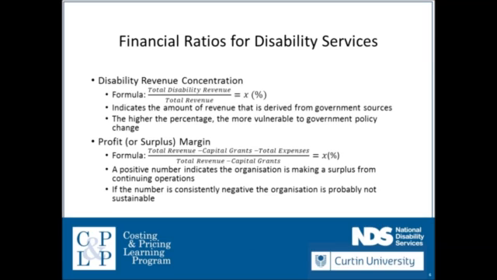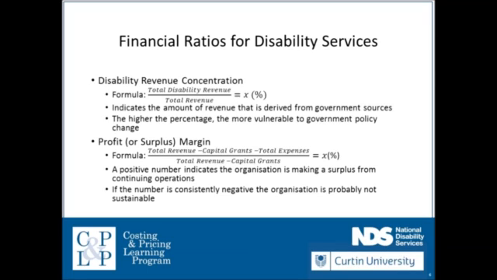I guess the final point, before I get into these ratios, which are fairly standard ratios, is that you can create ratios of your own volition within your organisation. So the types of ratios that might be valid in your organisation might not be particularly interesting to other people in other organisations. There are, though, a few ratios that are commonly used in disability services. These are reproduced in these slides.